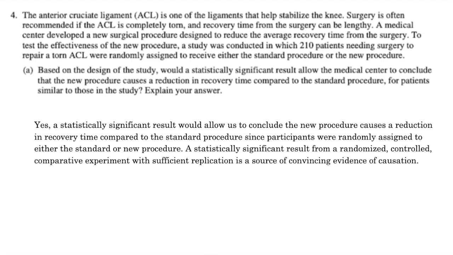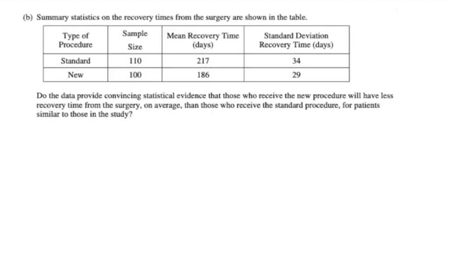All right, Part B actually wants us to do a little bit more work. They provide some summary statistics, and they ask us if the data provide convincing statistical evidence that those who receive the new procedure will have less recovery time. So this is going to be a hypothesis test or significance test for the difference in two means.